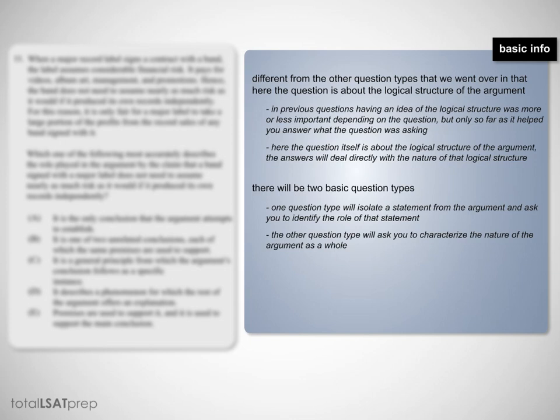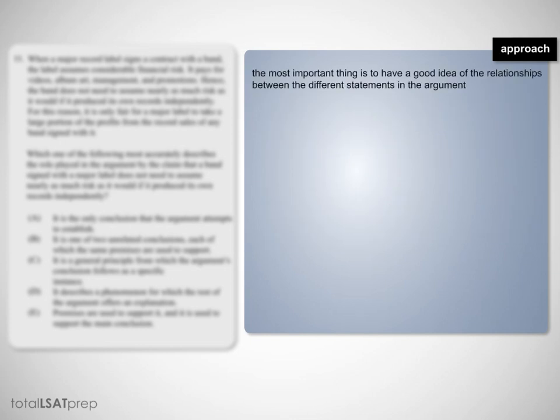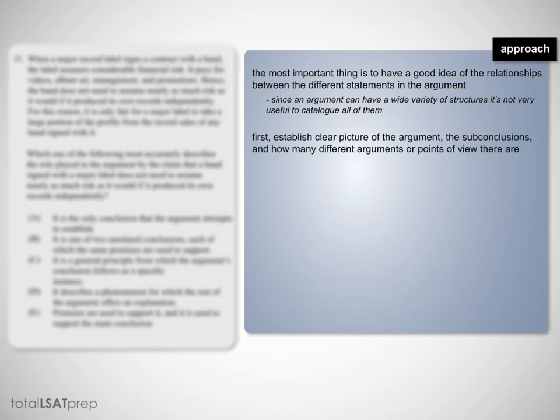Okay, so what's our basic approach? The most important thing is to have a good idea of the relationships between the different statements in the argument. Since an argument can have a wide variety of structures, it's not actually very useful to catalog all of them. But it is relevant to keep an eye out for the different kinds of relationships in the argument. Okay, so first, establish a clear picture of the argument, the sub-conclusions, and how many different arguments or points of view there are. Next, evaluate the relationships between the statements in the argument to see how they support the conclusion.